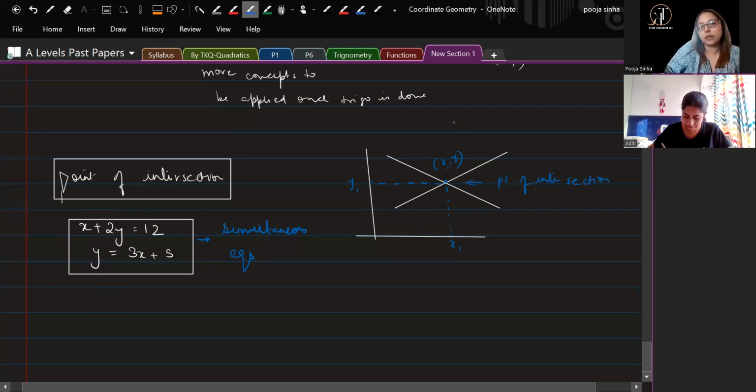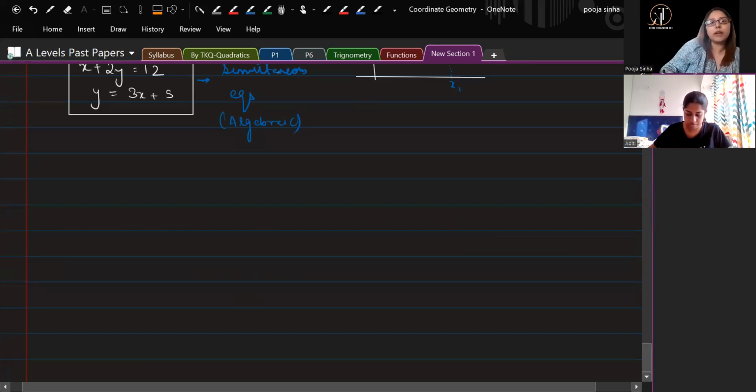Okay? This was graphical. And this method is algebraic. Simultaneous equations में हमको क्या करना है? We have to solve these two equations together, either by substitution method, or we have another method called the elimination method.